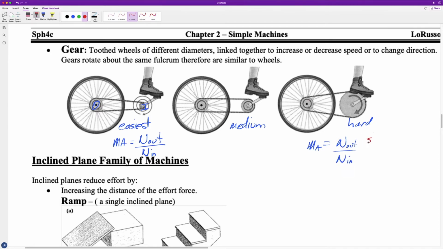So this is a small number divided by a large number. So we have a very small mechanical advantage, and in this case, we actually don't get a mechanical advantage. In these cases, and in bicycles in general, they actually don't produce force advantages. What they produce are speed advantages. So a bicycle is actually geared to make you go faster, not to make the effort easier.